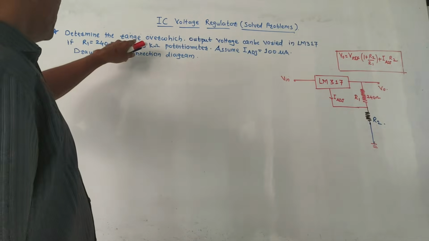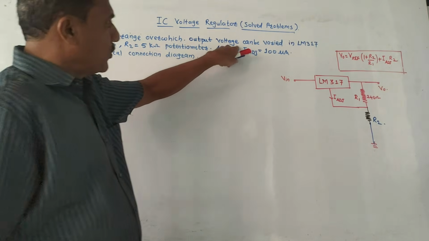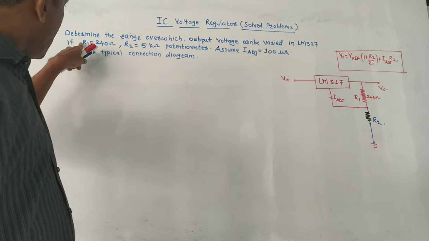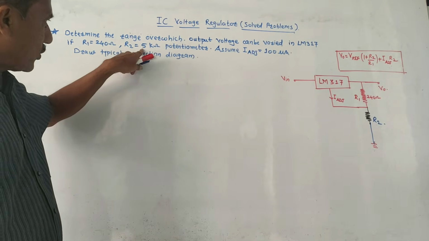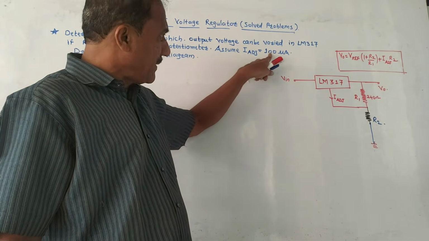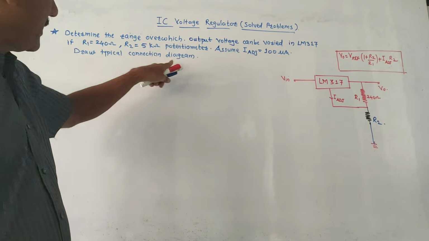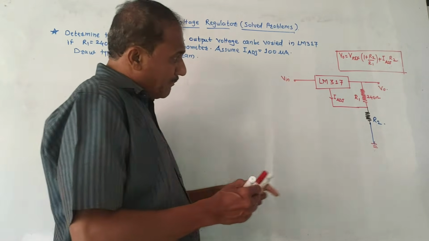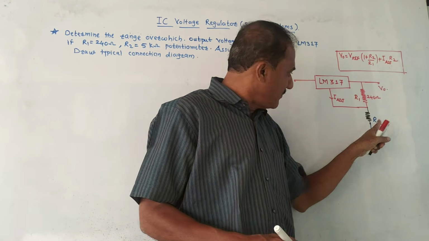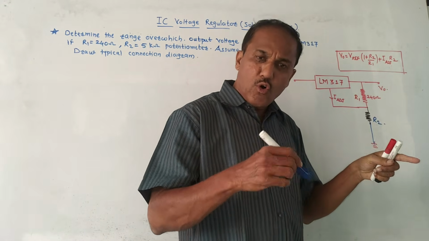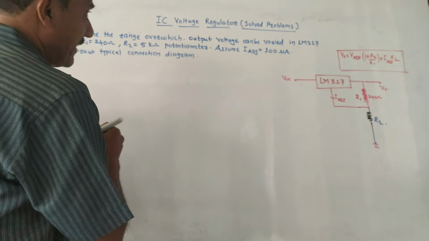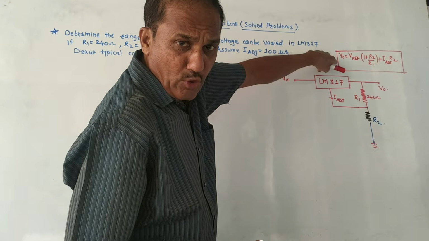Next problem, determine the range over which output voltage can be varied in LM317 if R1 is 240 ohm, R2 is 5 kilo ohm potentiometer. Assume I adjustment is 100 microamperes. Draw typical connection diagram. Now look, like the previous sum, R1 is given as 240 ohm. This R2 is 5 kilo ohm potentiometer, means it is a variable resistor. The formula is the same that we have already discussed.